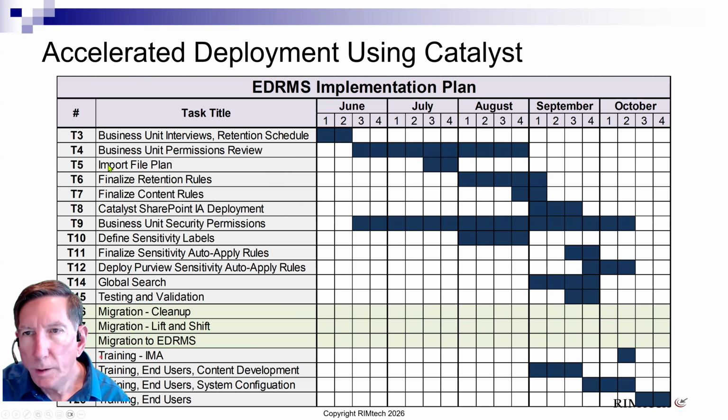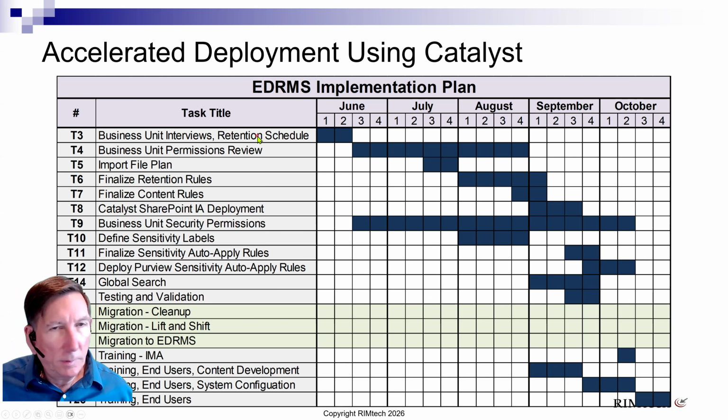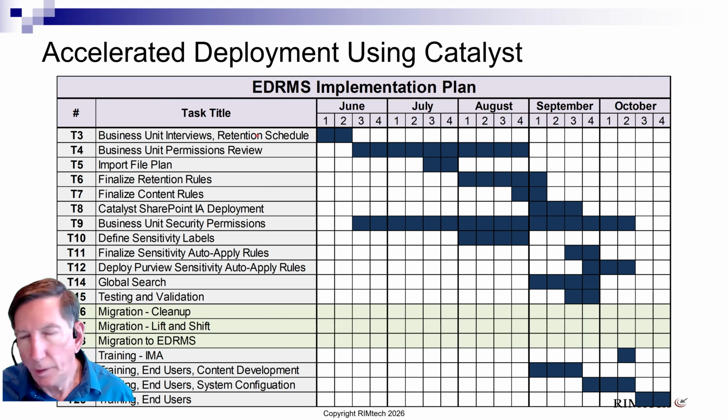So there are 21 steps to any EDRMS. I'll just very quickly walk through them. Number one is you'll find that your retention schedule is coming up short on business activities. They all are, they all do. And you have to interview business units to come up with those missing activities. Then you have to do it again for permissions.